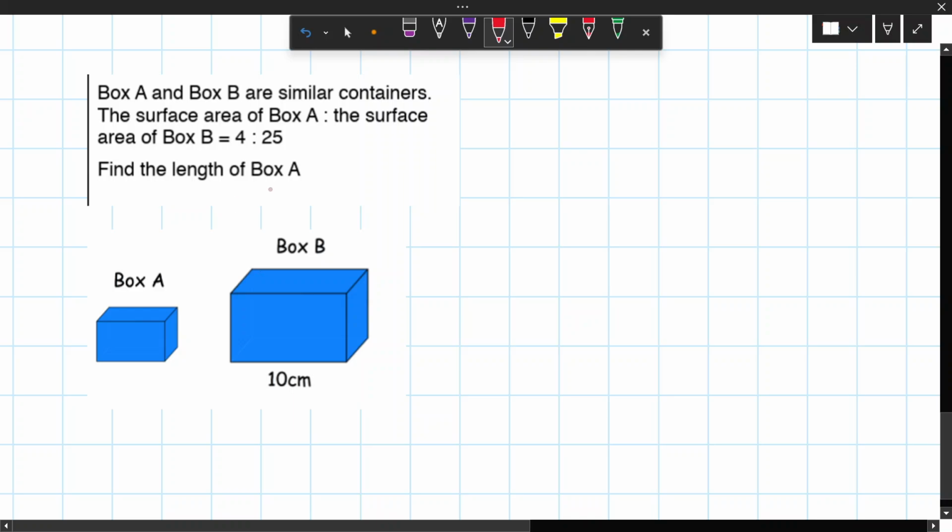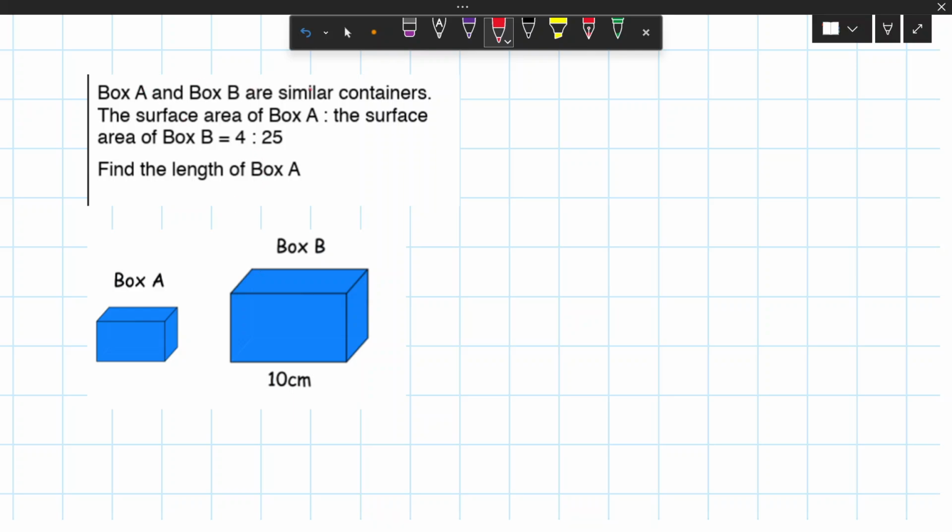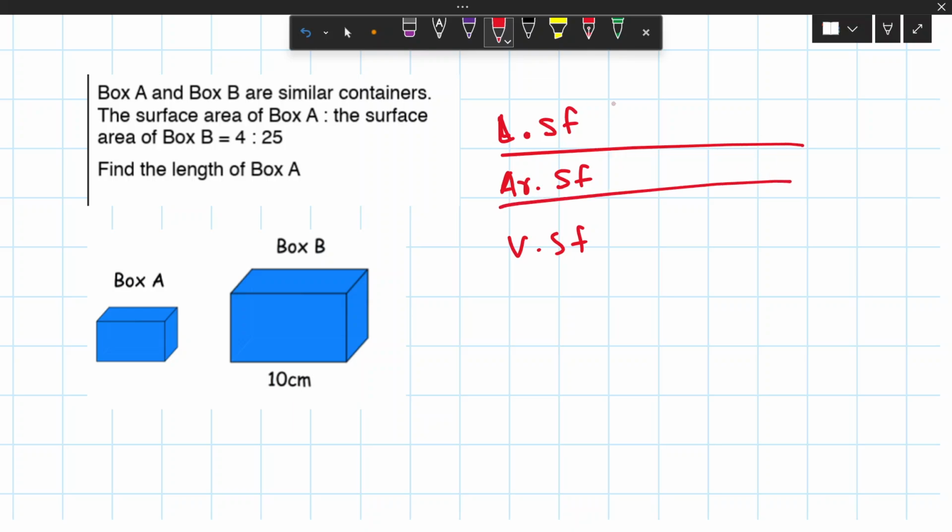And this one is a similarity question. So box A and box B have similar containers. The surface area of box A. Okay, so first we're going to do area scale factor. We are doing length, so we're going to go length scale factor. I would have done volume scale factor as well, but at the moment we don't really need the volume one, so we're going to skip it.